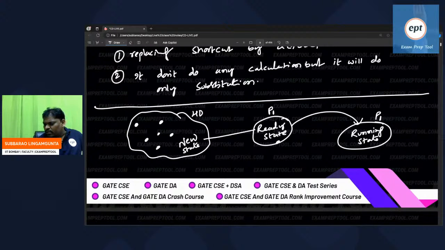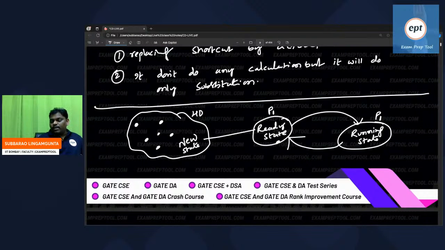Unfortunately, whenever P1 is running, some other high priority process or high priority program came. Then the CPU will say to P1, hello P1, please wait, because a higher priority process has come, so I cannot run you further. Please wait. So it will go back.